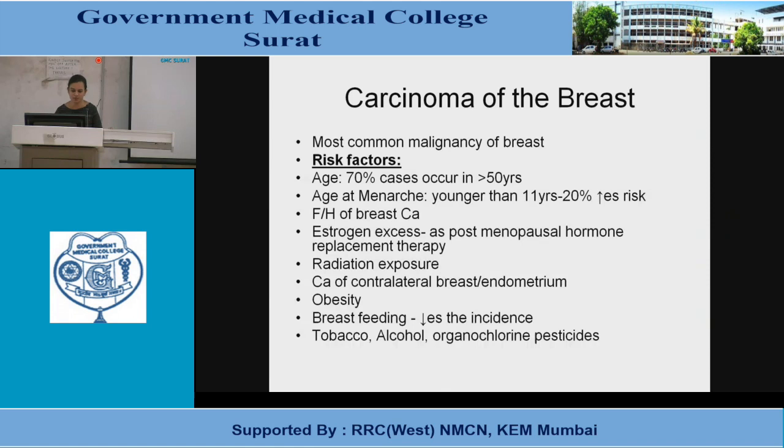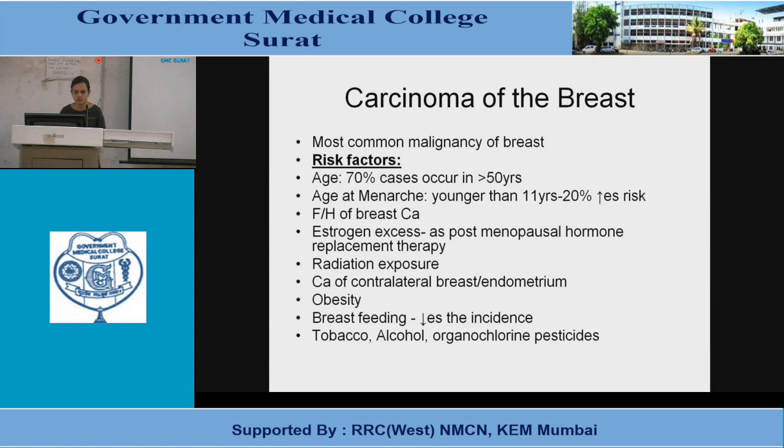Now, the next topic is breast cancer. So, carcinoma of the breast, most common malignancy of breast. Risk factors are age. 70% of the cases occur in more than 50 years of age. But nowadays, no age is a bar. Even a 30-year-old female can be seen carrying carcinoma of breast. Age at menarche has an influence in it. Younger than 11 years, if there is menarche, there is a 20% increase in the risk.